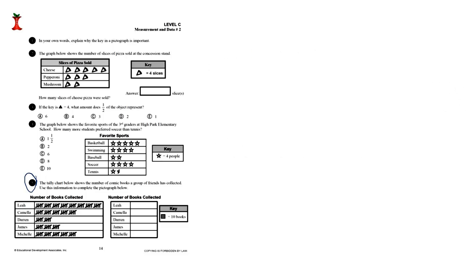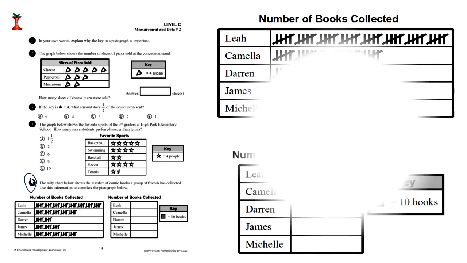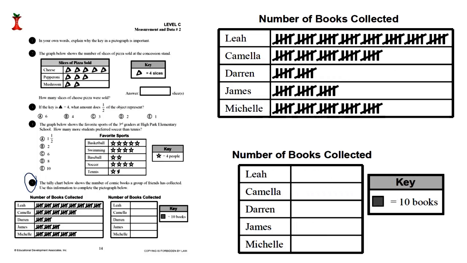Okay, problem number 5. The tally chart below shows the number of comic books a group of friends has collected. Use the information to complete the pictograph below. So each square will represent 10 books. Let's count. Let's see how many each one of these represents.